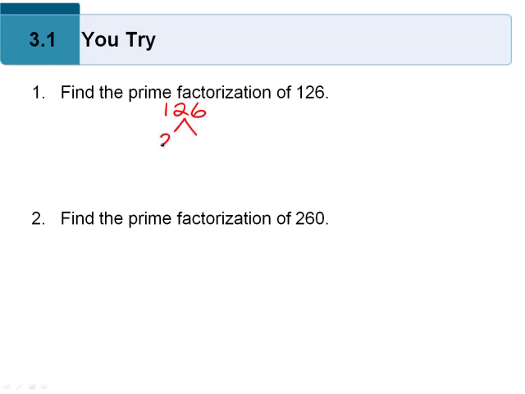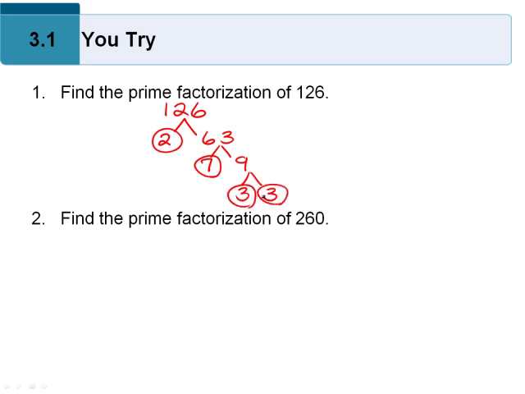So I'm going to start with 2 because that's a big number. 126 is even, so when you divide by 2, you get 63. All right, 2 is prime. Now 63, I'm just thinking about multiplication tables. 7 times 9 gives me 63. I could have also divided that by 3, 3 and 21. Either way works. It doesn't matter. Okay? So 7 is prime, but I can break 9 down into 3 times 3.